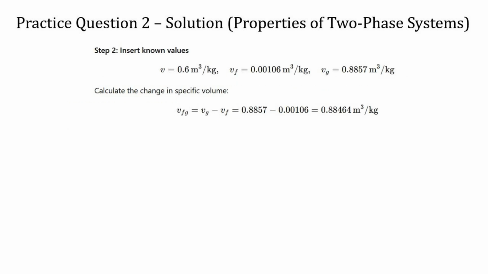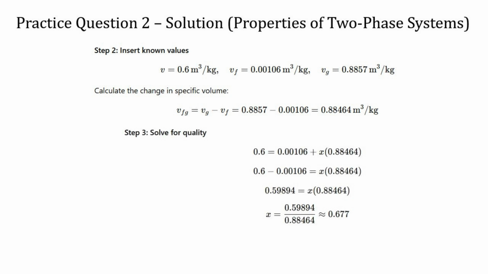From the problem, we know that the specific volume of the mixture is 0.6, the saturated liquid volume is 0.00106, and the saturated vapor volume is 0.8857. By computing the difference between the vapor and liquid volumes, we find the change in specific volume to be 0.88464. Plugging into the relationship, we get a quality of the mixture of approximately 0.677. This means the mass fraction of the mixture in the vapor phase is about 67.7%. The final answer matches answer option B.